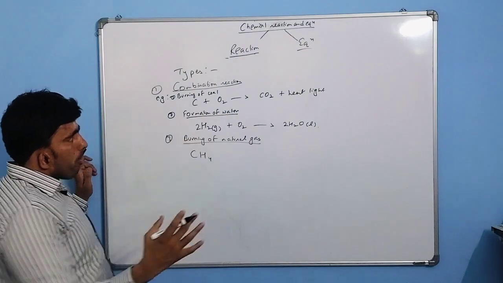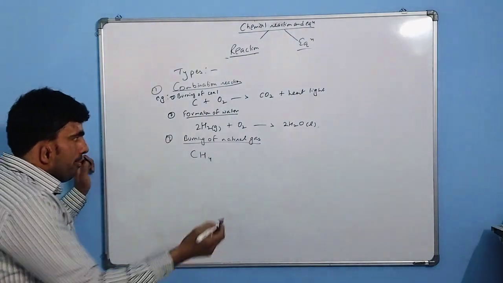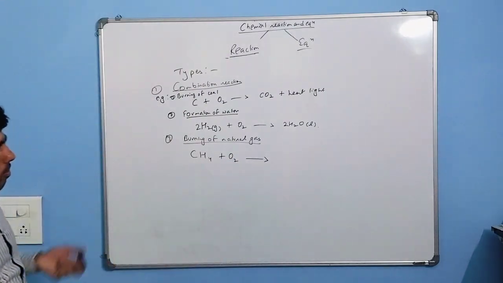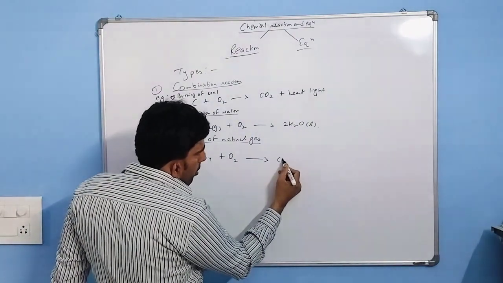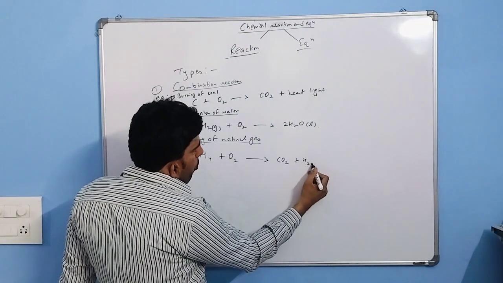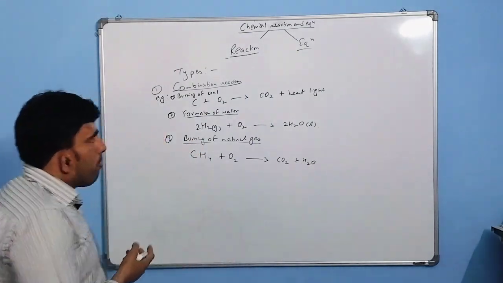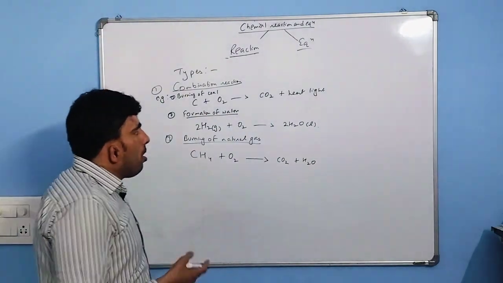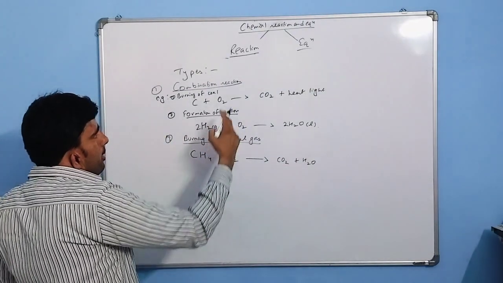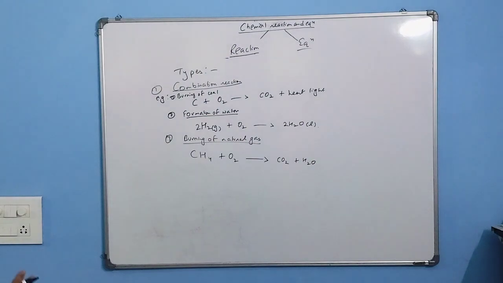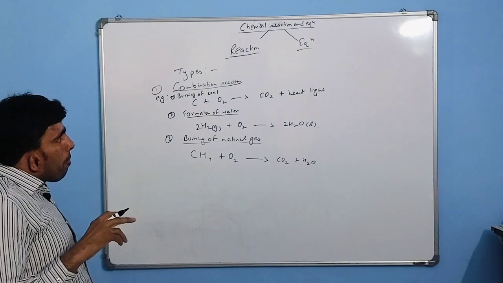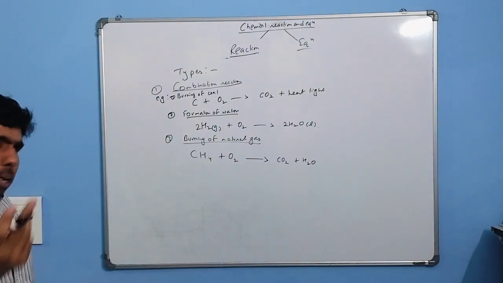Now, burning of natural gas is methane plus oxygen. Here you will get CO2, and what else? You can find water, plus if you burn a gas, heat and light will be produced, so you can write this also. So in three reactions I have written burning of coal, formation of water, and burning of natural gas. More we can write also. One more.